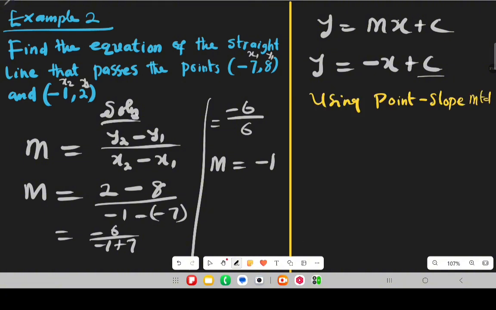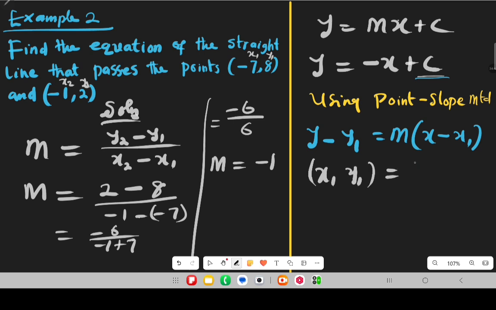In this method, we just take any of the given points, either the first point or the second point. Then we substitute into the formula and get our answer. That is y minus y1 equal to m into x minus x1. Now, if we continue, we are using the point x1, y1, which is equal to minus 7, 8.